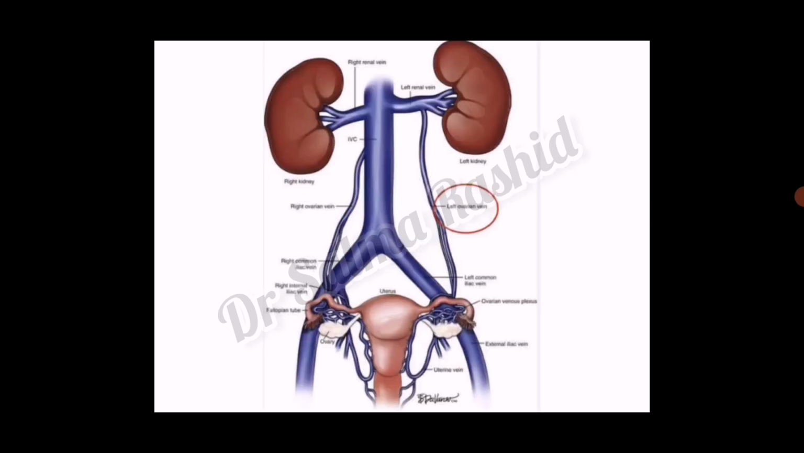This is the diagram showing left ovarian vein draining directly into the left renal vein, while right ovarian vein directly drains into the inferior vena cava.